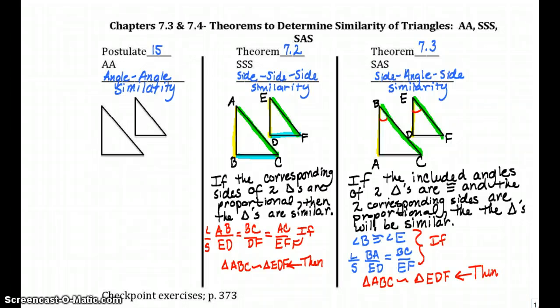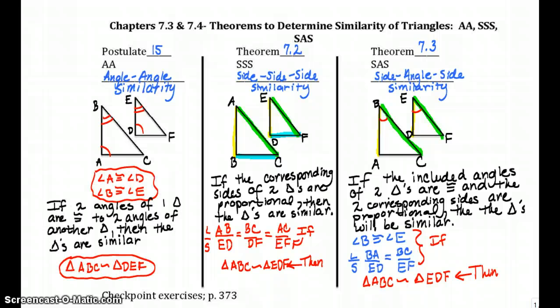Now, particularly Theorem 7.2 and 7.3, the SSS and SAS, you have seen those or similar items in Chapter 5 with congruence of triangles, except instead of sides being proportional, like they are for similarity, in Chapter 5 the sides were congruent. So make sure that you understand that you've seen something like this, but it's not identical.